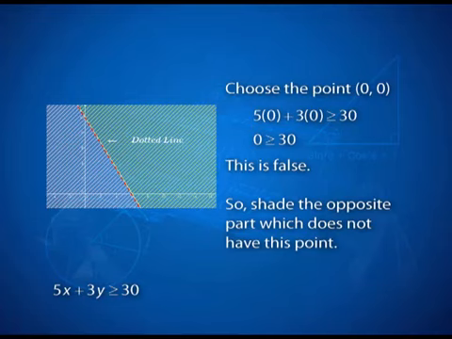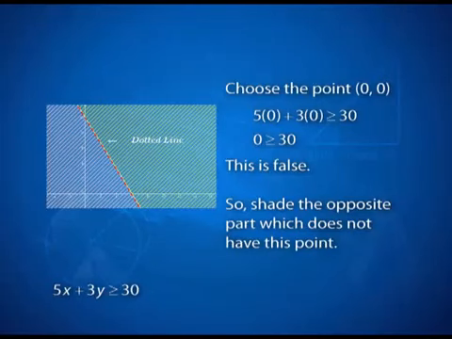We plot the line 5x plus 3y is equal to 30 and choose a point on the plane which does not lie on the line, say for example (0, 0). So, 5 into 0 plus 3 into 0 is greater than or equal to 30, 0 is greater than or equal to 30, is obviously false. So, we shade the opposite part which does not have this point, that is the upper part of the plane.